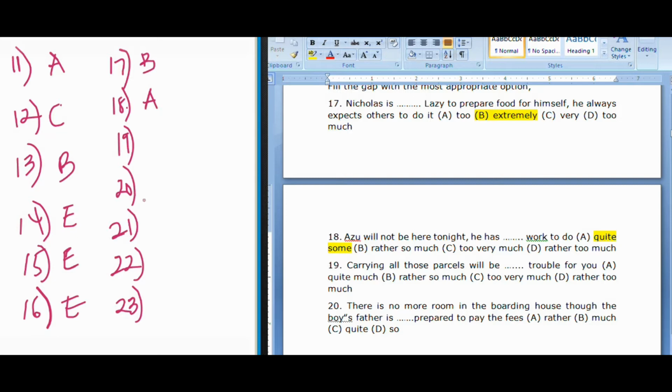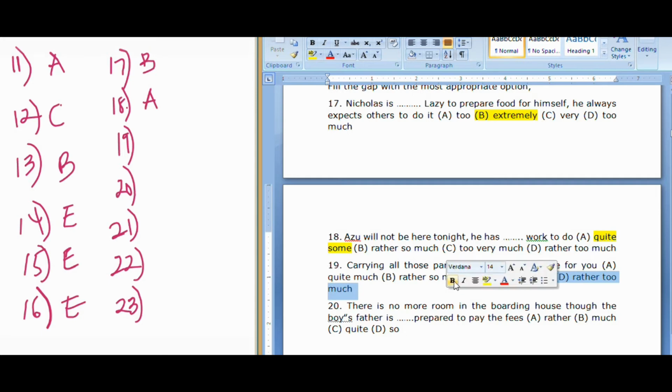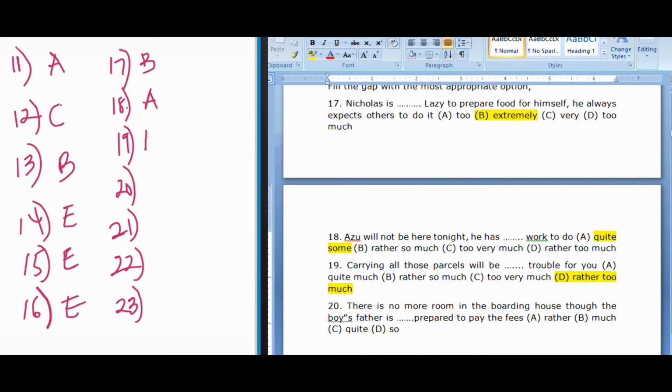Question 19. Carrying all those parcels will be dash trouble for you. Option A, quite much. Option B, rather so much. Option C, too very much. Option D, rather too much. D, rather too much. Question 20. There is no more room in the boarding house, though the boy's father is dash prepared to pay the fees. A, rather. B, much. C, quite. D, so. Answer, C, quite.